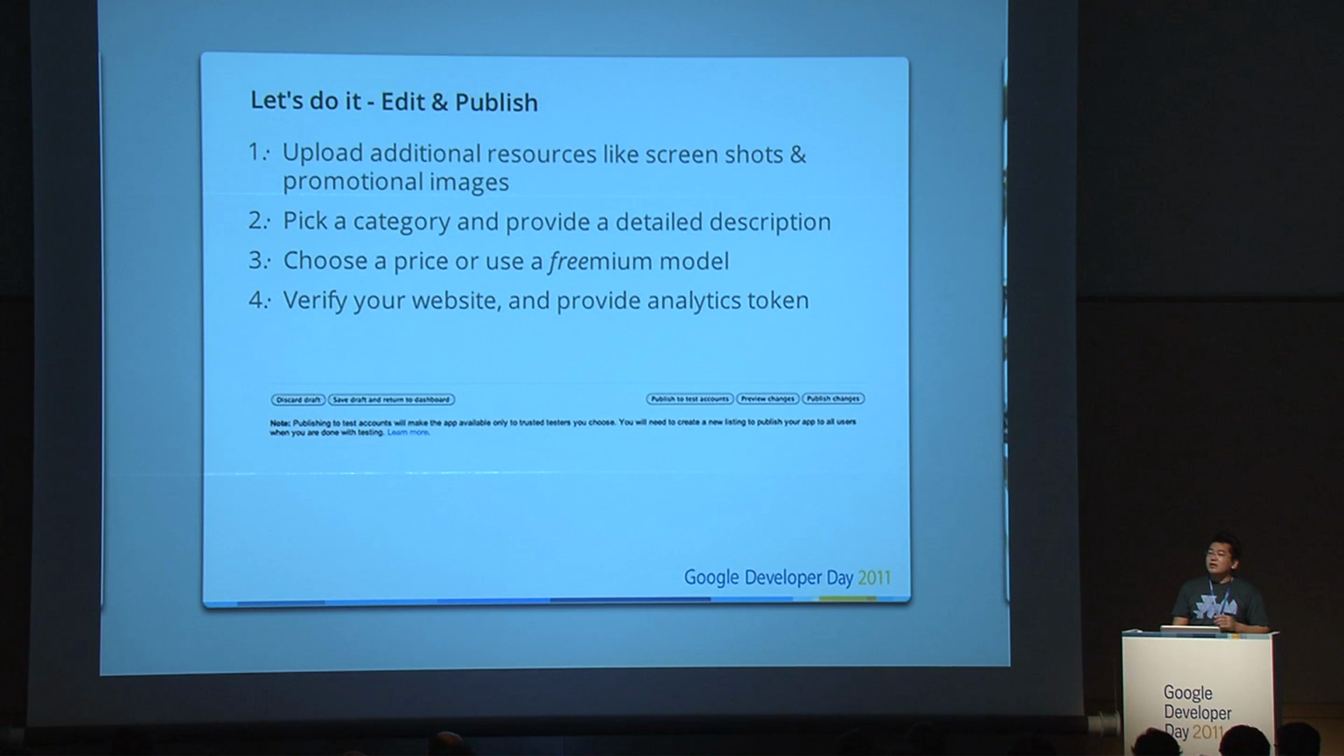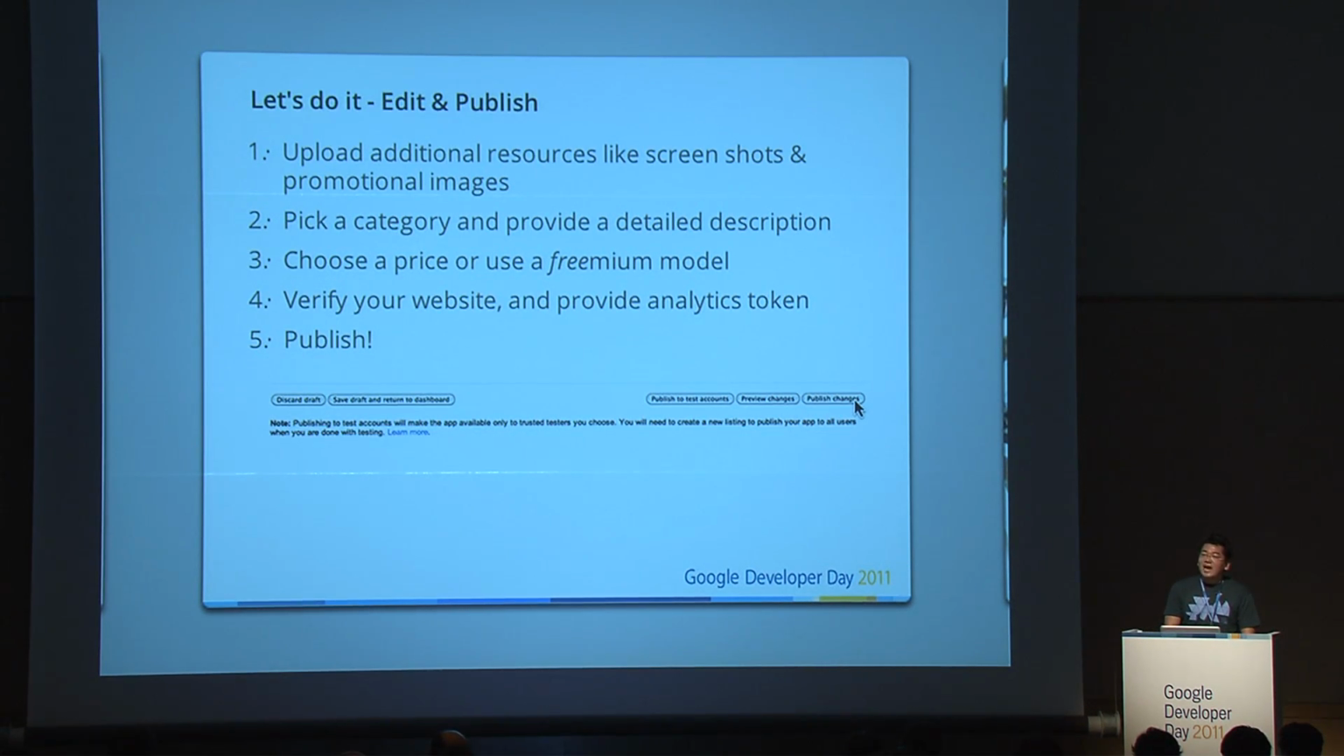So verifying your website ensures that users or developers don't publish an application for a domain that they don't own. So let's say that you try to publish an application for CNN.com, but you don't own CNN.com. Verifying the website takes care of that issue. And next, provide an analytics token. So the analytics token allows you to track how customers or users are engaging on the application page itself. Lastly, once you finish all of this, you can simply click Publish Changes, and your app is published live on the web store for anybody to discover.